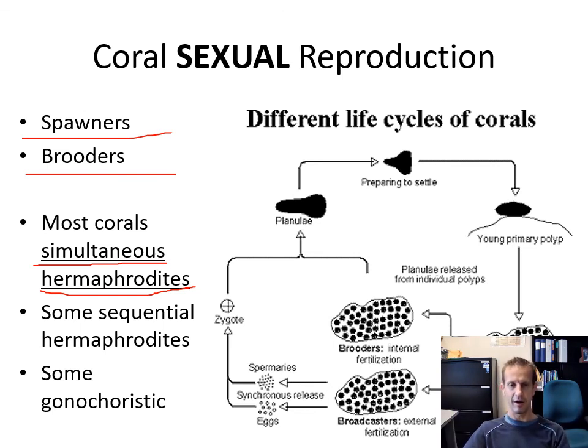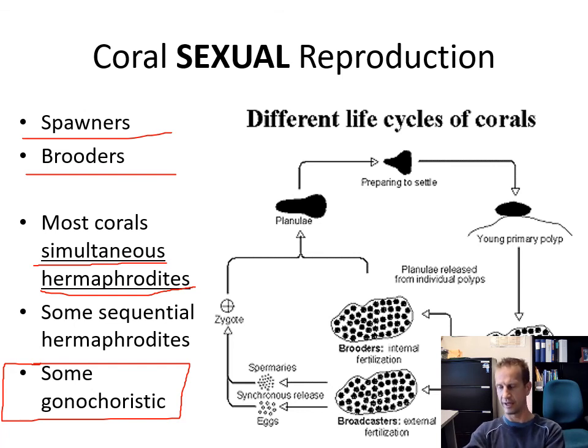And then some have separate sexes. They're gonochoristic like humans, where either you make eggs or you make sperm, and you don't make both. So some corals are like that.